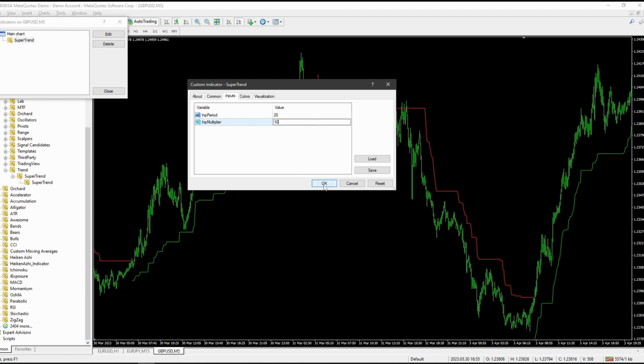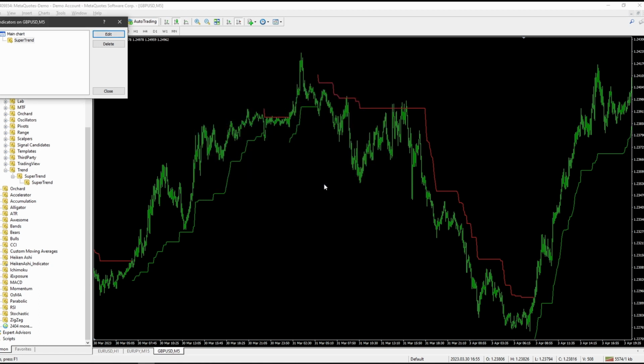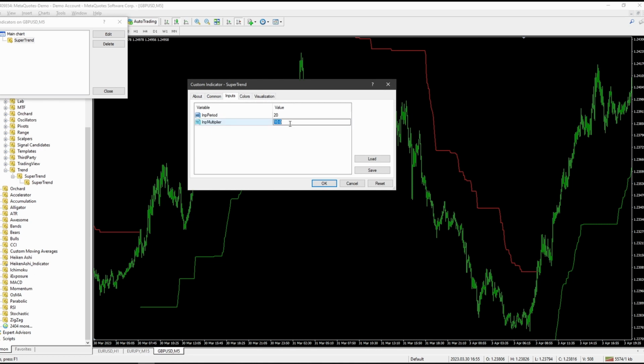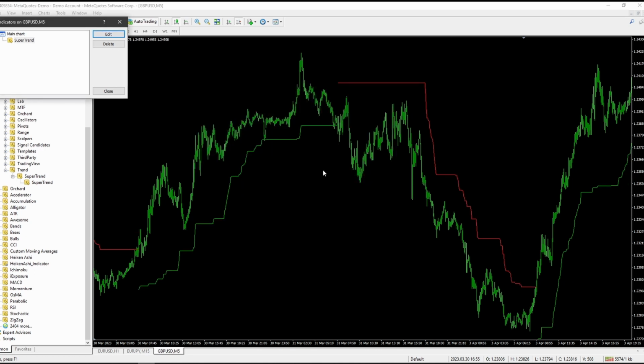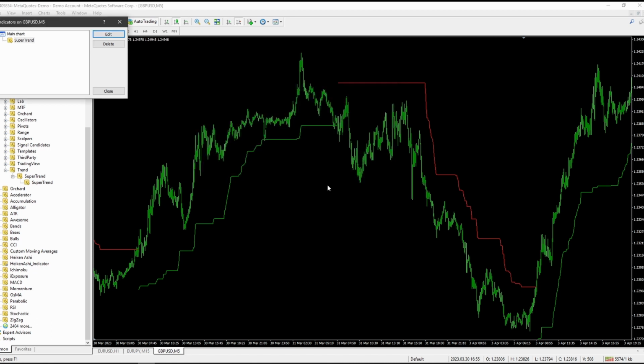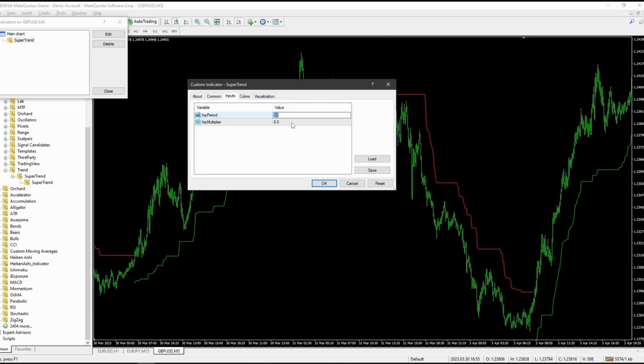See what happens if I make it a multiplier of 10. That seems way too big. On the screenshot, I should have had a change of direction around here somewhere. So let me reduce that. That's looking very close, maybe just a little bit more. And maybe I'll just change this period.